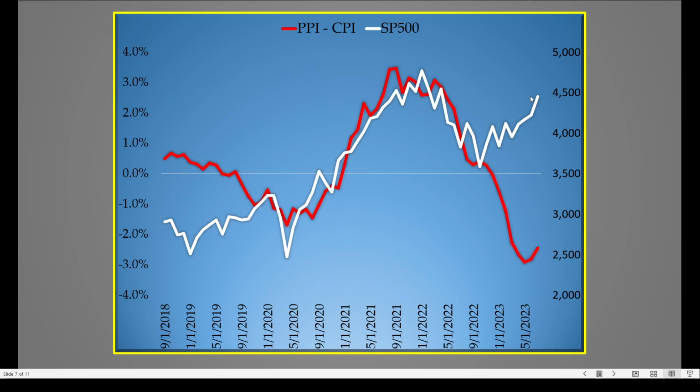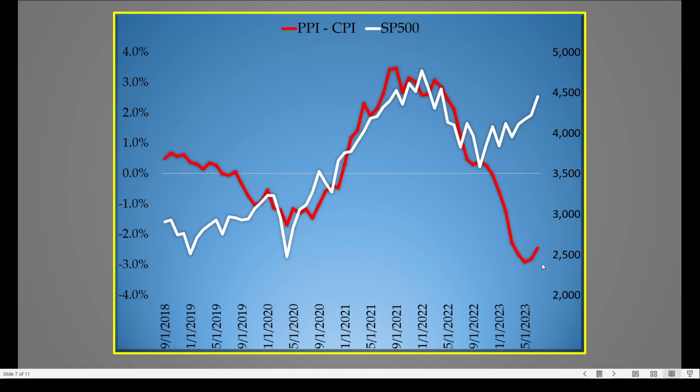But interesting enough, the stock market, once again, this weird phenomenon, is going up even though the other indicator, in this case PPI minus CPI, is going down. Well, what's going to be the result of this? We don't know. But this is what the Fed is telling us.